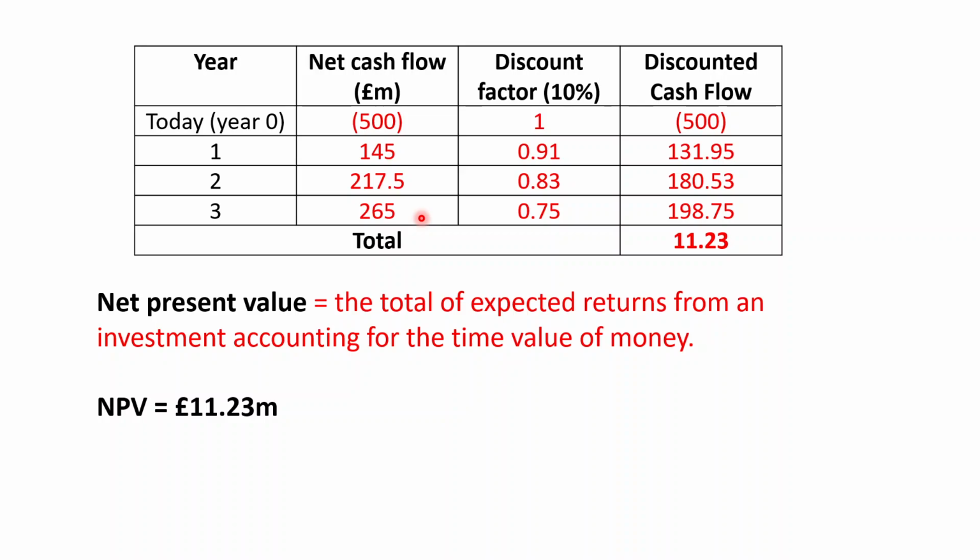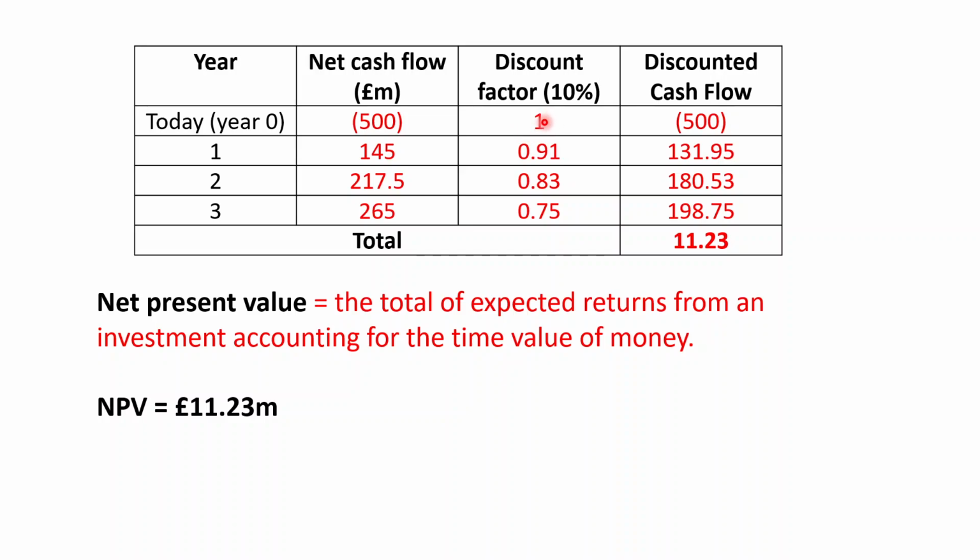So if 265 in today's terms is only worth 75% of what it will be in 3 years' time, I just did 265 times by 0.75, and I come out with this. Okay. So I'm multiplying my net cash flow by the discount factor, and then I can get my discounted cash flow column. All right, and then once I've got my discounted cash flow column, all I need to do is add these up. Okay, and it gives me a total of 11.23.